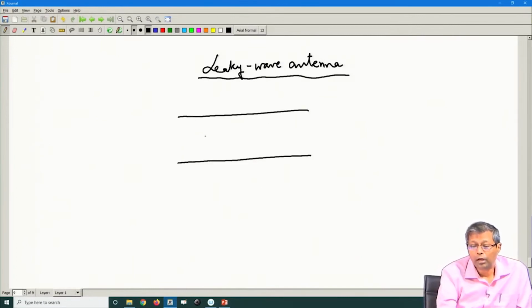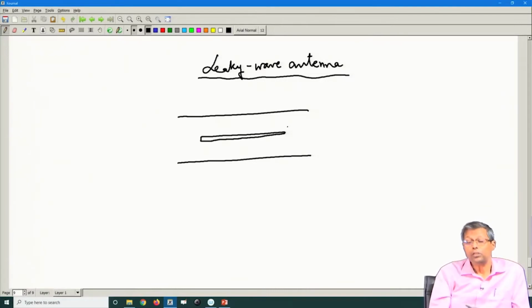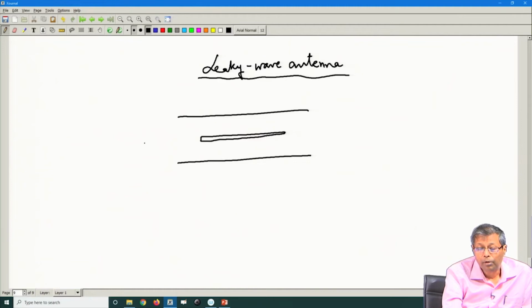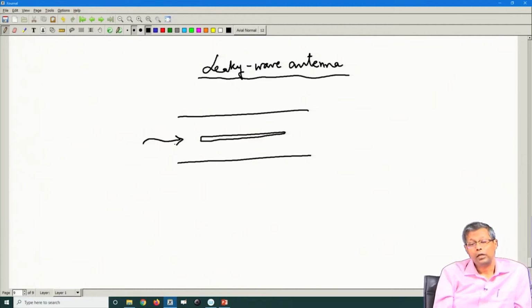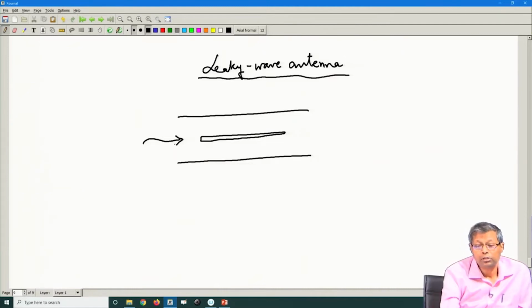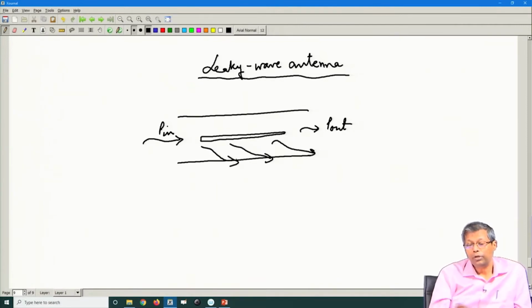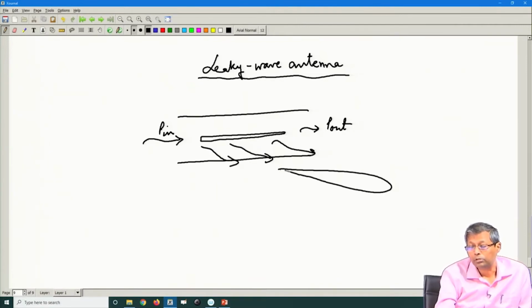So, this is a waveguide, and on the narrow wall I have cut a slot. This slot is not of uniform dimension. The basic physics is, as the waveguide is excited from the left-hand side, this is the input port and this is the output port. Energy radiates from this slot. So, we can get a pattern like this, for instance.